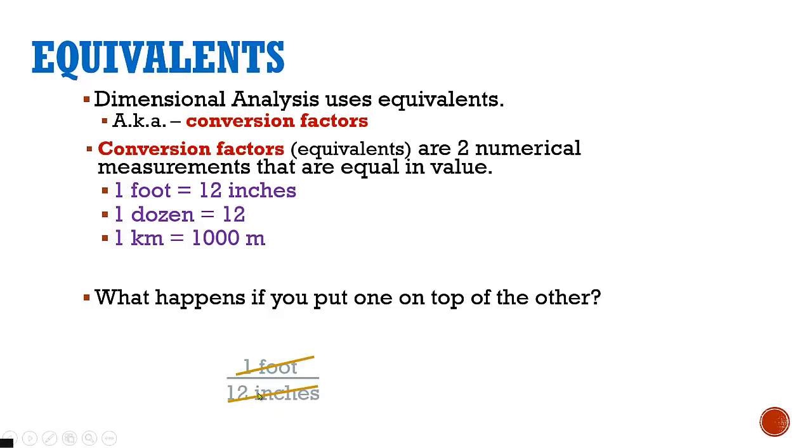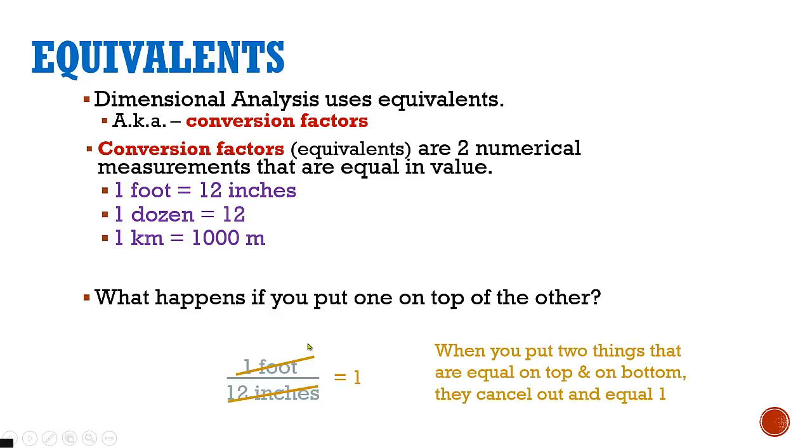Let's say we have 1 foot and 12 inches. They're the same. They're that far apart. So when we put them on top of each other, they're going to cancel out and equal 1. This is like in the previous slide where we took 27 and multiplied it by 1. We're trying to set up these conversion factors.